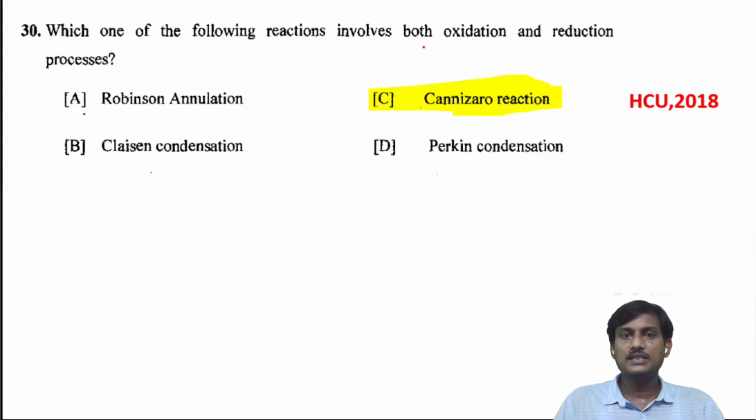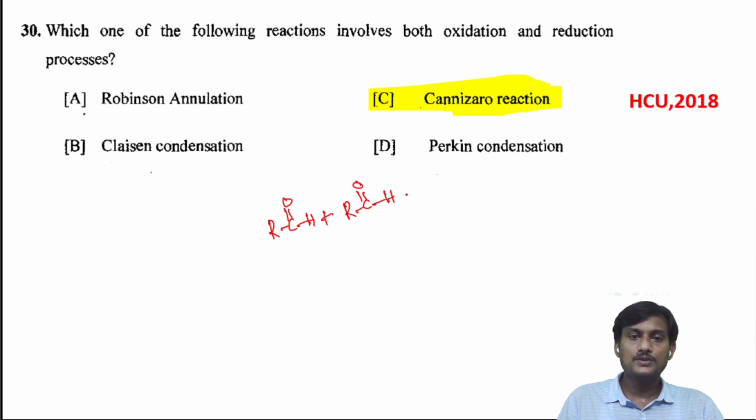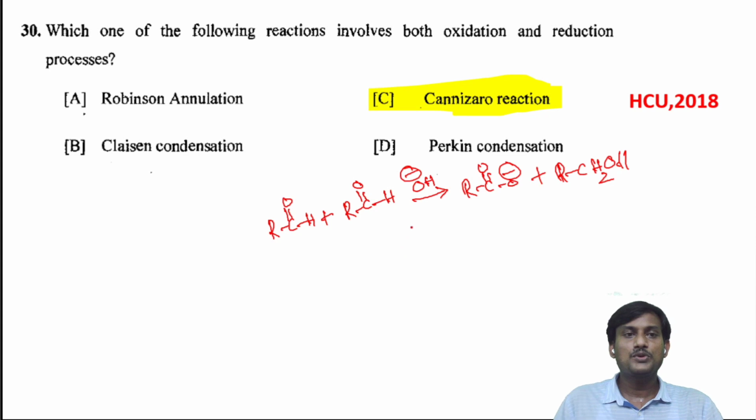Which one of the following reactions involves both oxidation and reduction processes? Cannizzaro reaction: if you take two molecules of aldehydes which are not having alpha hydrogens, and treat with OH minus, there is a self-oxidation and self-reduction. The aldehyde will be oxidized into carboxylate and reduced into alcohol. It's a disproportionation reaction. This reaction is called the Cannizzaro reaction. In Cannizzaro reaction, we have both oxidation and reduction.